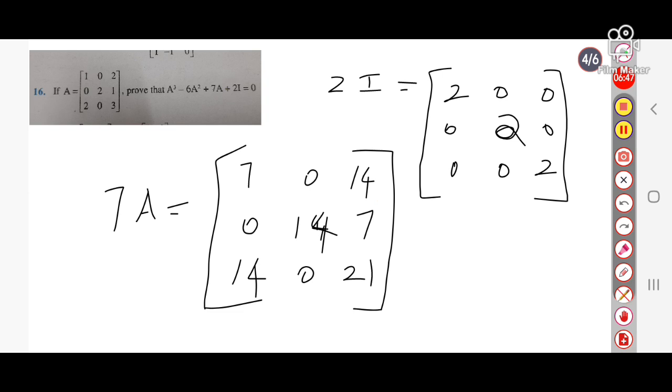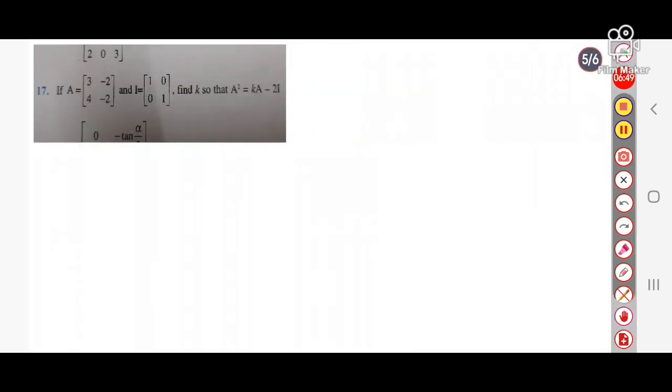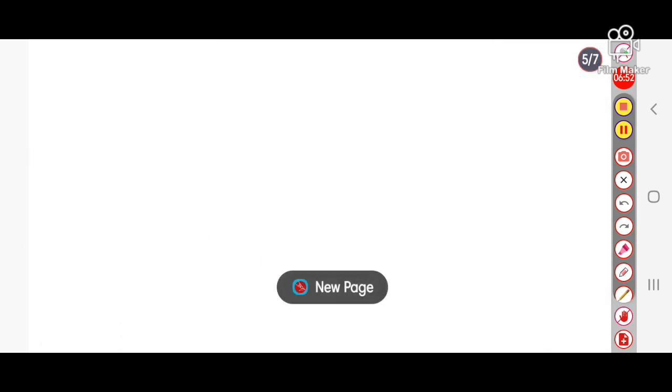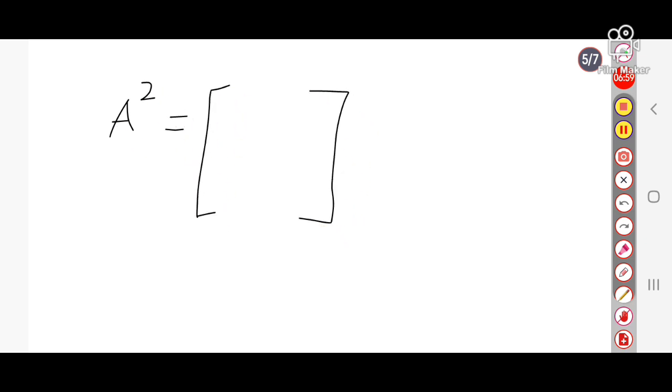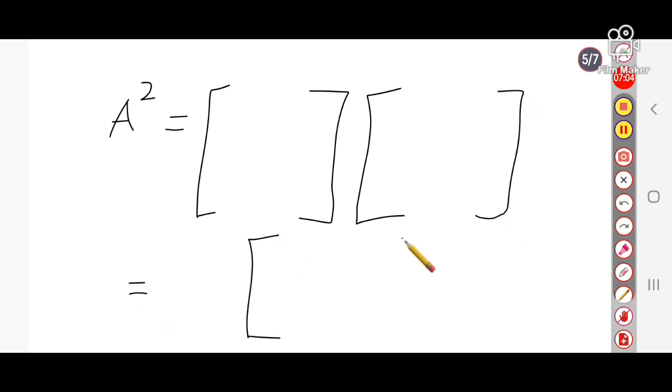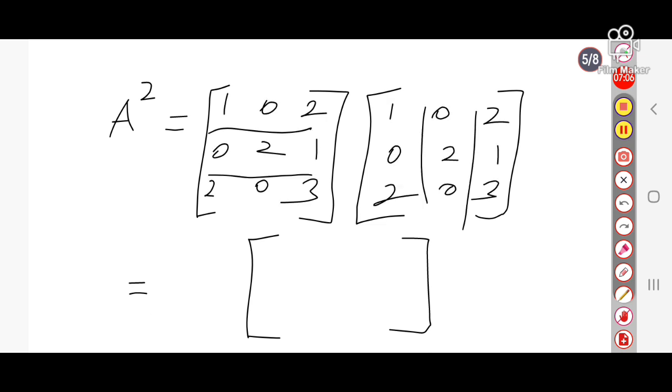So then we need to find the value of A cube and A square. A square is nothing but multiplying these two to yield a 3 by 3 matrix. So A square is nothing but the matrix 1 0 2, 0 2 1, 2 0 3 into the same matrix. So upon multiplying the first row and first column, second row and first column, third row and first column in order to yield the first column of the result matrix.